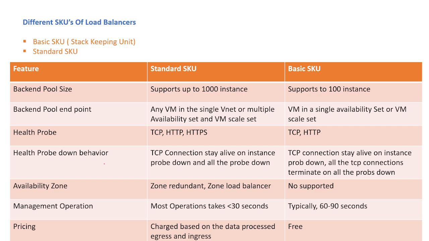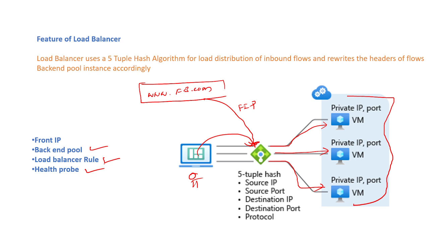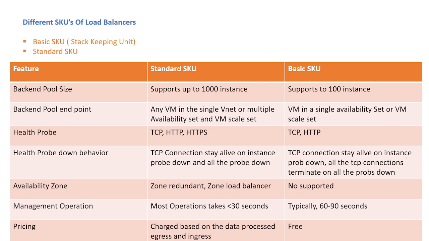If you look at the features, starting with the backend pool size, what is the difference between the standard SKU and the basic SKU? In the standard SKU, you can add up to 1,000 virtual machines in the backend pool. Here I have only added 3 virtual machines. If you have a standard load balancer, you can go up to 1,000 virtual machines. With basic, a maximum of only 100 virtual machines can be added. The same thing is mentioned here.